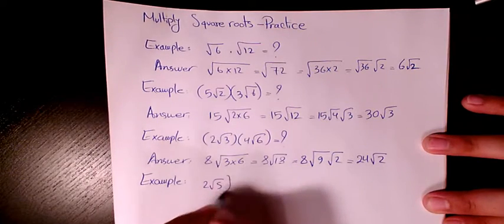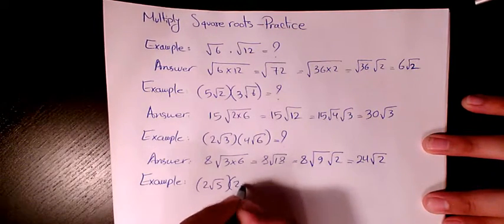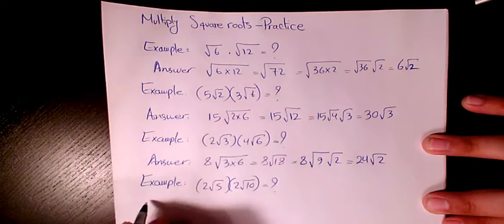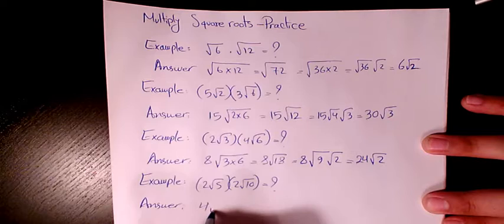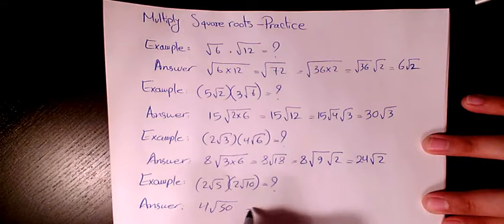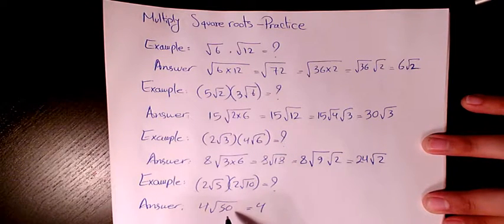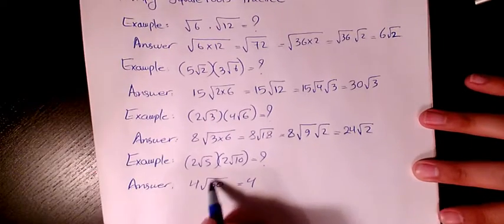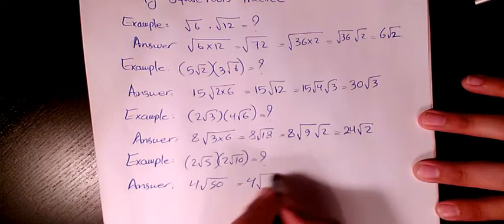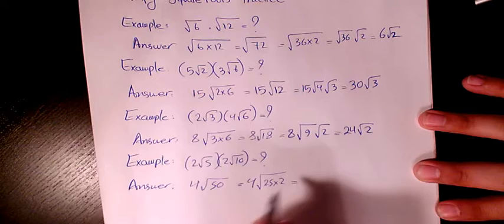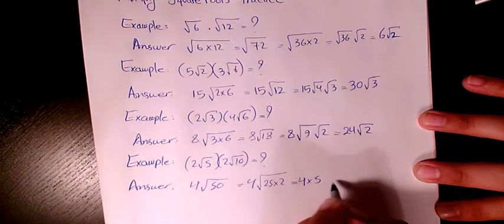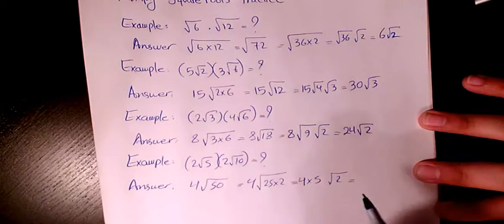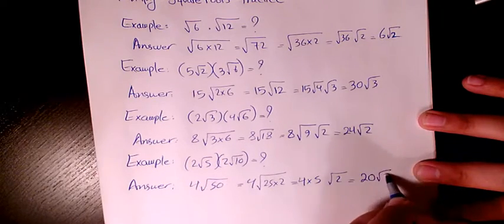Next example. We have 2 root 5 times 2 root 10. Answer is 2 times 2, 4. 5 times 10, 50. Again, what perfect square is a factor of 50? You can say it's 25. 25 times 2. Square root of 25 is 5. So it's going to be 4 times 5, times square root of 2, which is going to be 20 root 2.